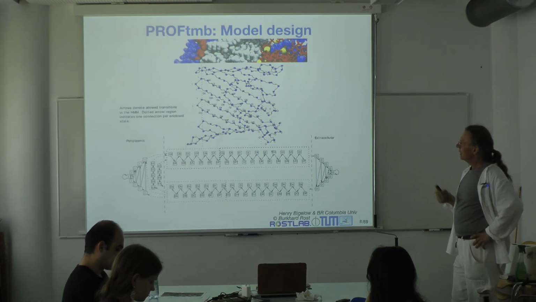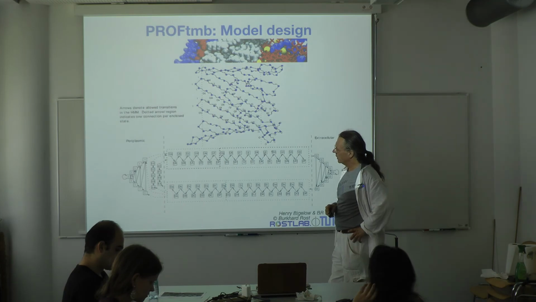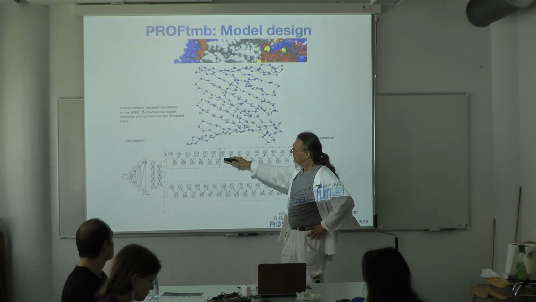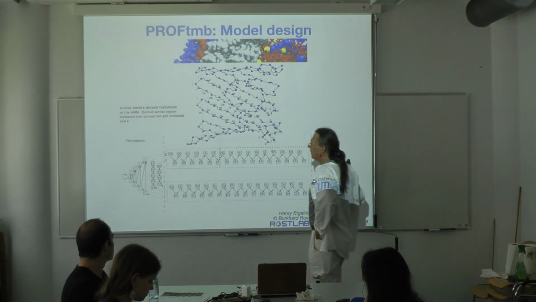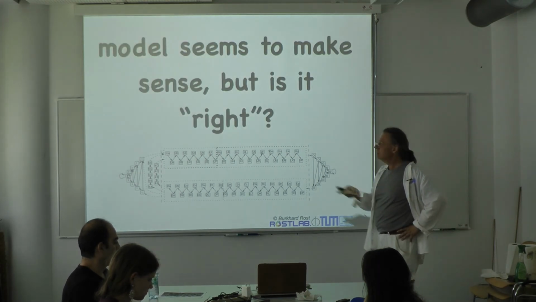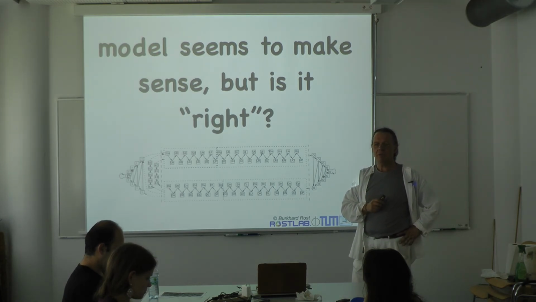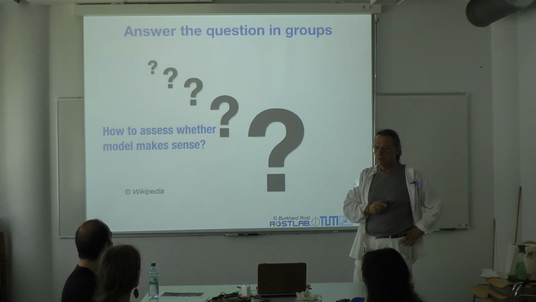Running through the model, you have these alternating inside, up and down strands. Then you have the loops inside and the loops outside, and you build a model. Now, this model, if you look at the few structures, makes sense. How can you figure out whether the model is right? What would you do?